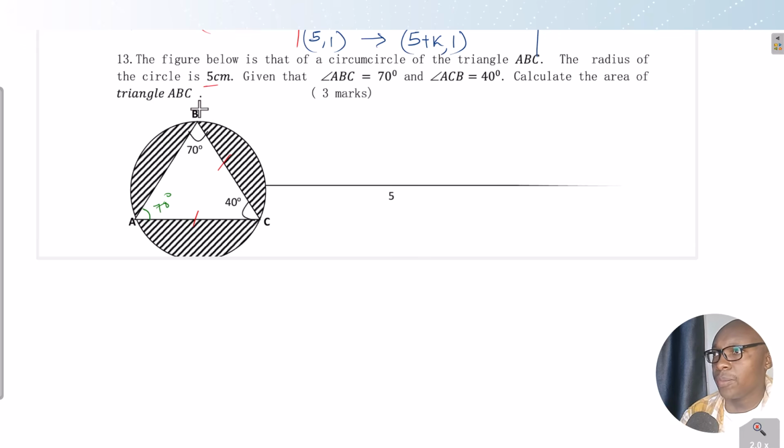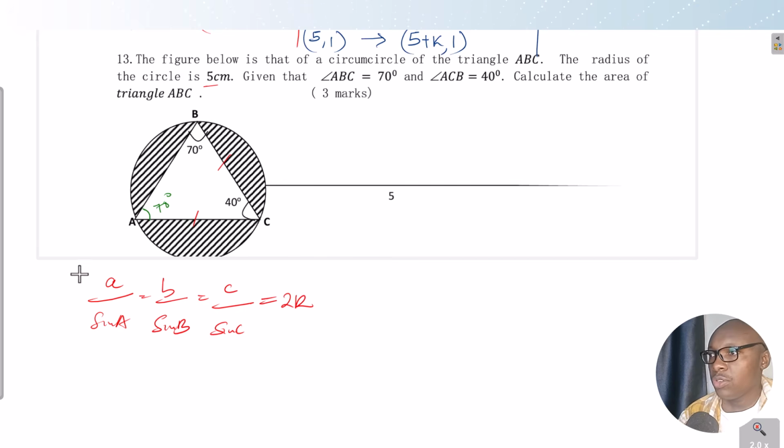The radius is given. So what is going to help us here is the sine rule. Remember the sine rule: a over sine A equals b over sine B equals c over sine C, which is equivalent to 2R. So this is what is going to help us. We only need to get one of these sides, for example BC, and that will automatically help me because I will have obtained AC as well. And then to get the area, I can do it so easily. So to get either side AC or side BC, this is what I'm going to do.